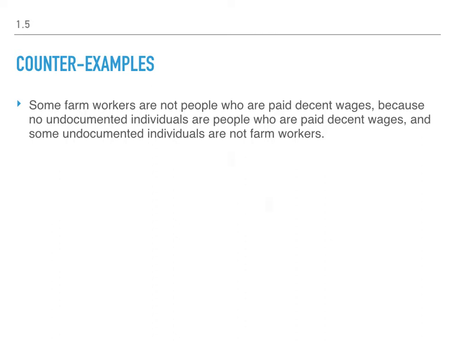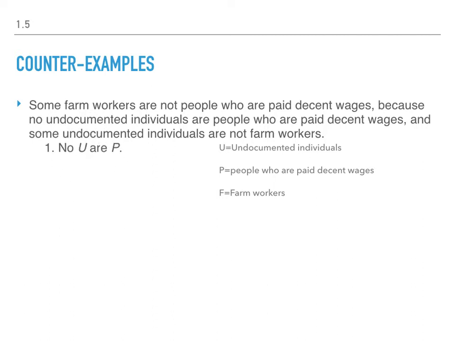So now we need to identify our key. I will use U, P, and F. U, I will use to stand for undocumented individuals, and I'm doing that because I'm starting with the premises, so I'm skipping the first sentence, some farm workers are not people who are paid decent wages, because that's really the conclusion. So no undocumented individuals are people who are paid decent wages. U stands for undocumented individuals, P for people who are paid decent wages, and F standing for farm workers.